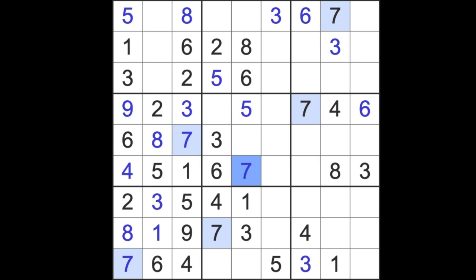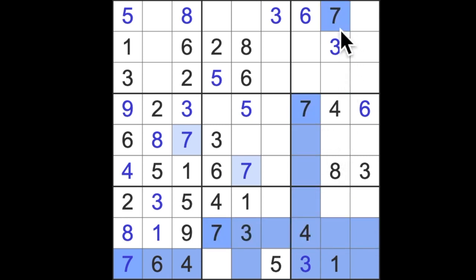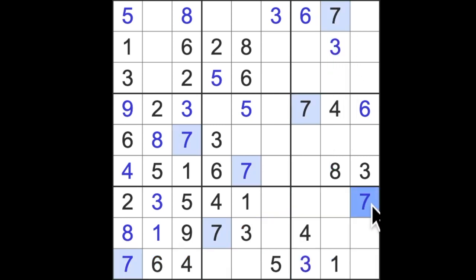Getting it? Good. Right, we've got 7s blocking across this bottom row, and this row here, and down here, and down here. So that's going to put 7 into that square there.